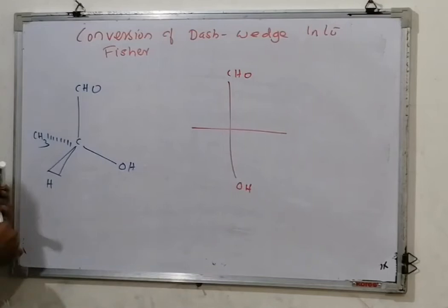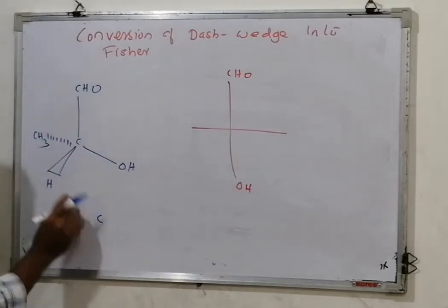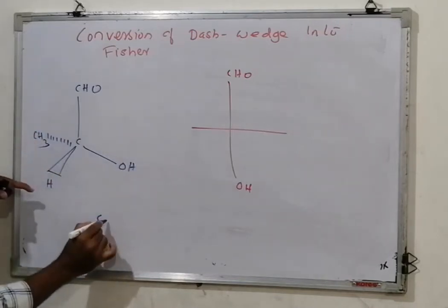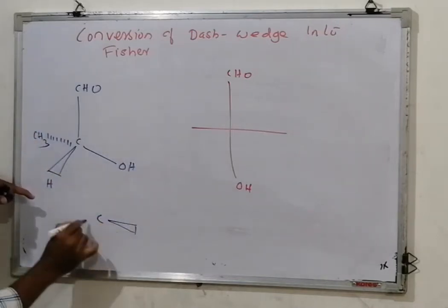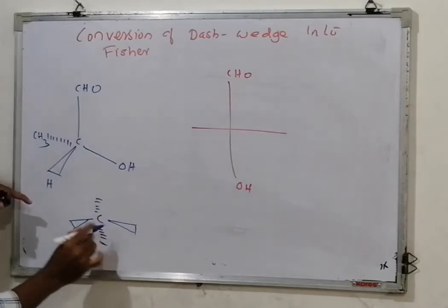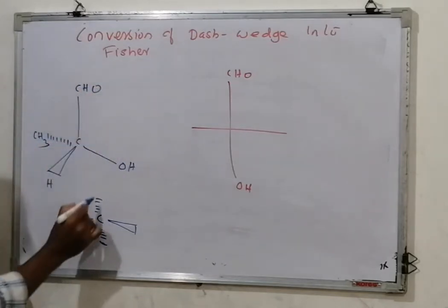Now you just imagine you are rotating this, C, rotating this. You are coming like that. You are rotated. These two are away from the board. Therefore, CHO, OH.